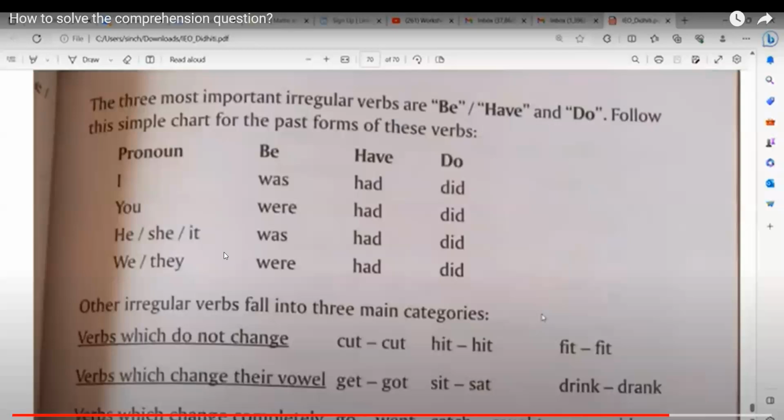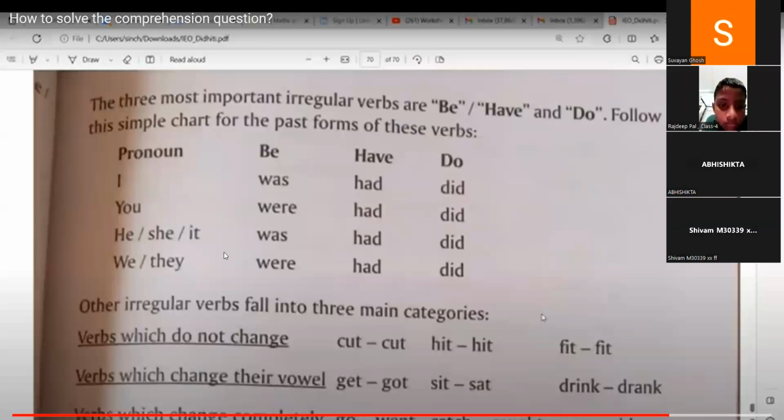Excellent. Okay, now can you give me an example with he and had, Abhishekta? Ma'am, why are you angry? No, I am not angry. Just because Shivam told me that I do regular verbs every day, I was trying to act angry, but I am not angry. Okay, tell me.